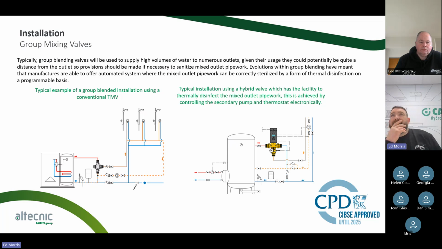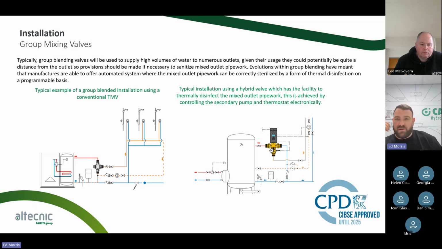Group control, again, we've spoken a little bit about how they work. It takes that larger flow rate and passes it through multiple outlets. But again, you've got to be conscious that you need a way to sterilise that pipe work and make sure that we're not building a dead leg into the system, shall we say.